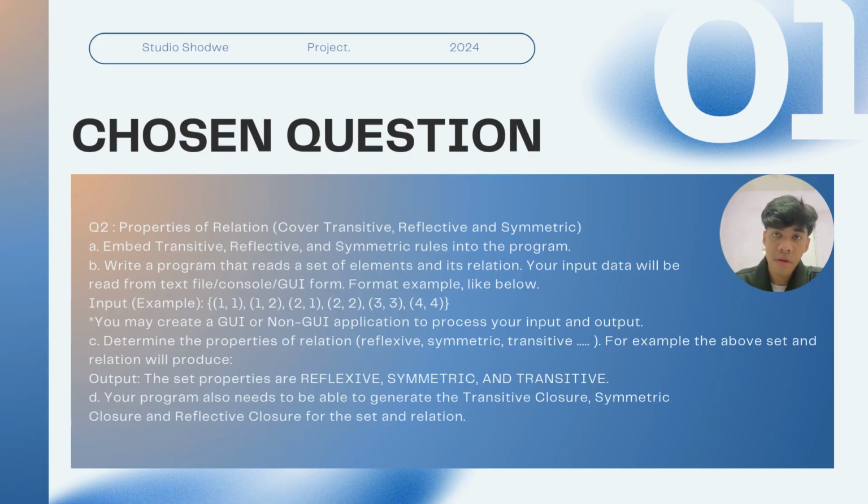Our program then determines whether the given relation satisfies the reflexive, symmetry, and transitive properties. If the relation satisfies all 3 properties, the program will display the relation is reflexive, symmetry, and transitive. In addition, our program is also able to generate the reflexive closure, symmetric closure, and transitive closure when needed. Overall, this question allows us to apply theoretical concept from discrete structure into practical C++ program.